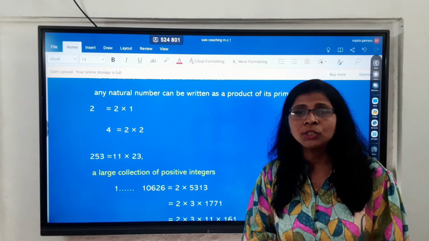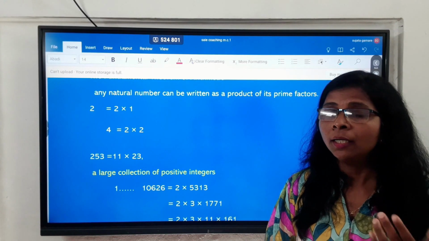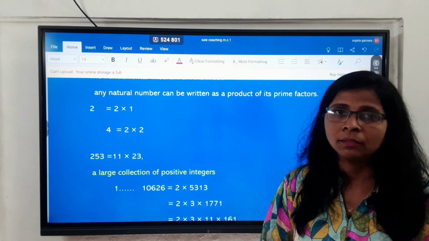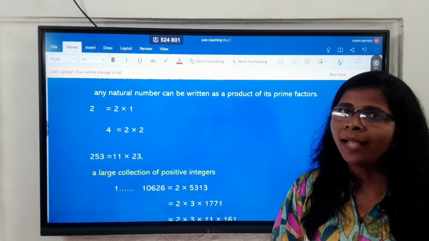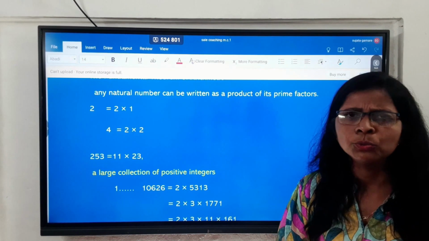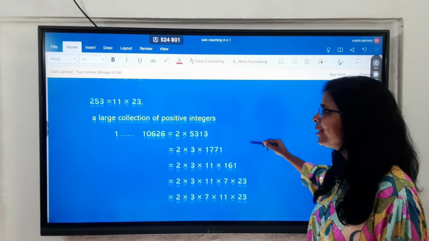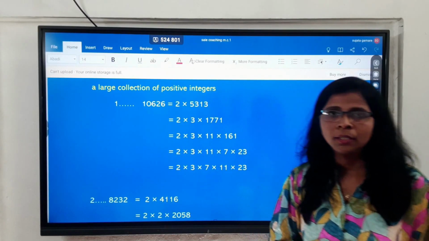But what about the larger number? For a large number, it is a difficult task to find its factors. Okay? So I can teach you a very easy way. First, there is a large number. Take the large number 10,626.